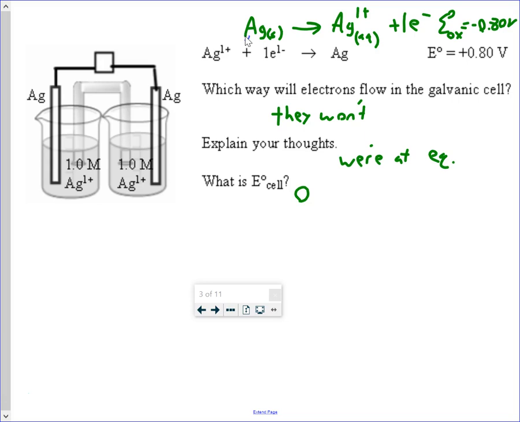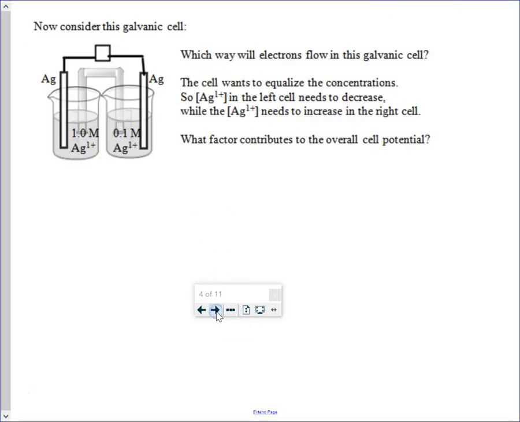Okay, so let's flip the script a little bit. Let's change our setup and mess with one of those concentrations. Okay, same materials in this example. The only difference is that we've now taken the 1 molar solution on the right and we've reduced it to 0.1 molar. So now, on the surface, this might look kind of similar, right? We've got silver electrode on both sides, silver ions on both sides, but that difference in concentration is going to make this actually a usable galvanic cell.